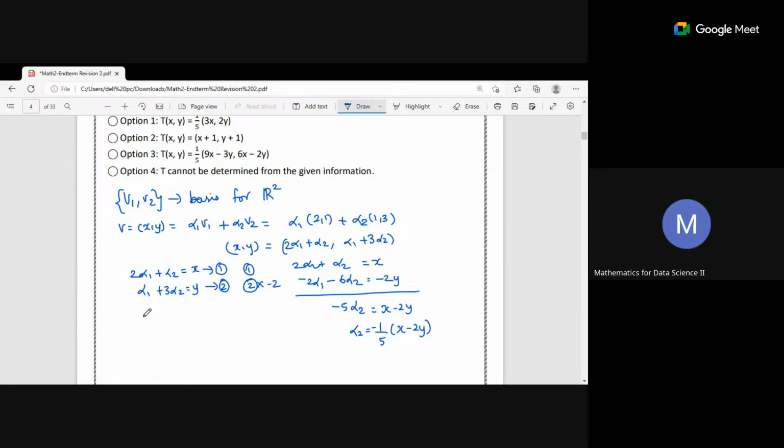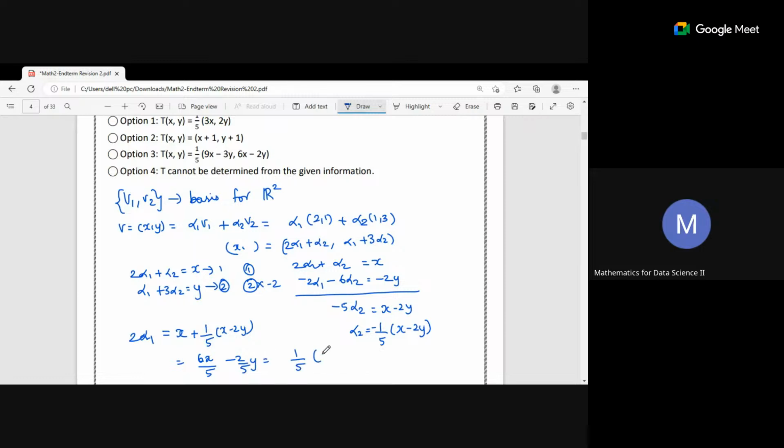So let us substitute it here. 2 alpha 1 is equal to, there is some problem with the software or pen, I don't know. Sorry. 2 alpha 1 is equal to x plus 1 by 5 times of x minus 2y. So you have 6x by 5 minus 2y minus 2 by 5y. Is that correct? Yes, ma'am.